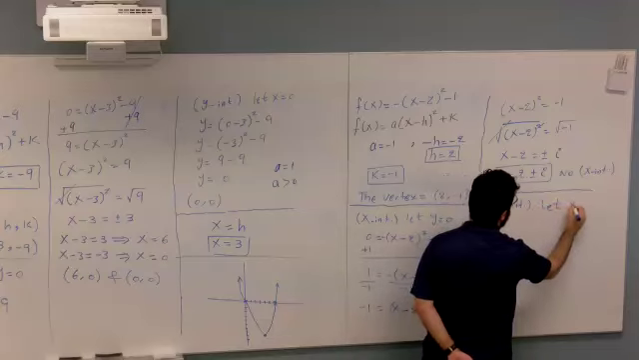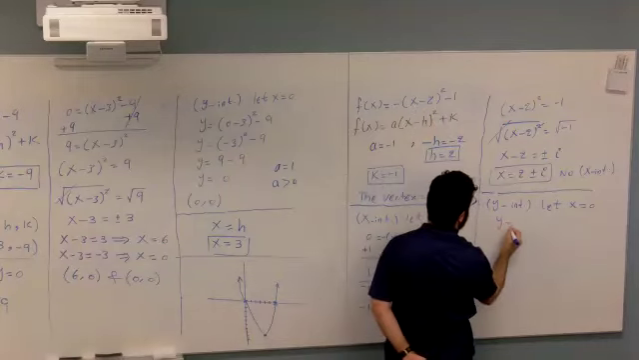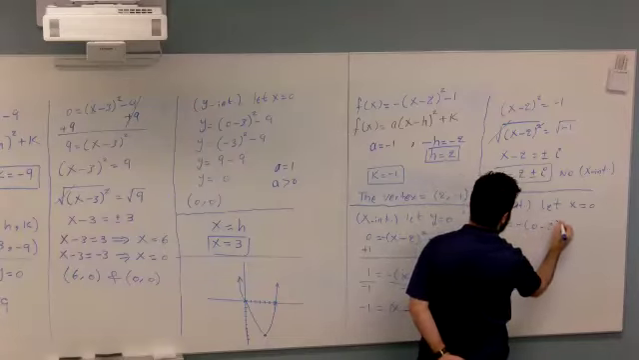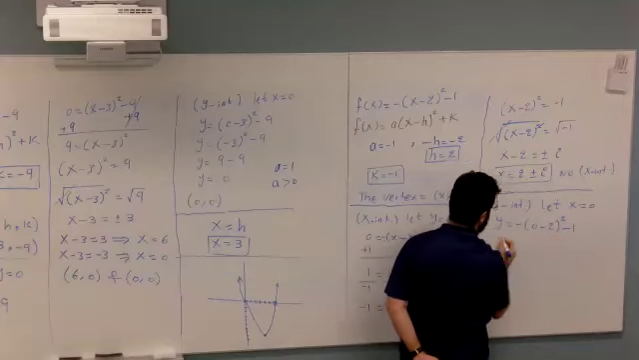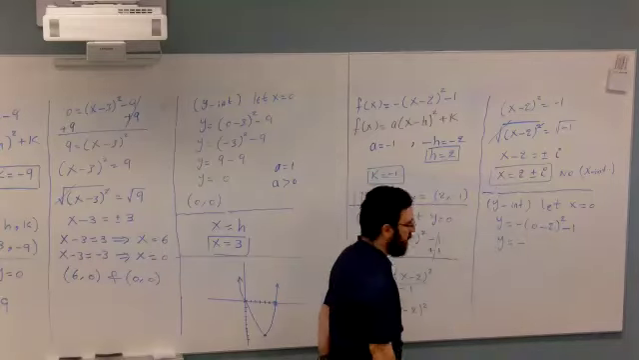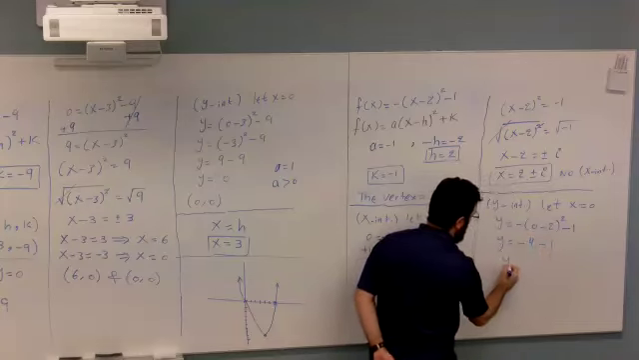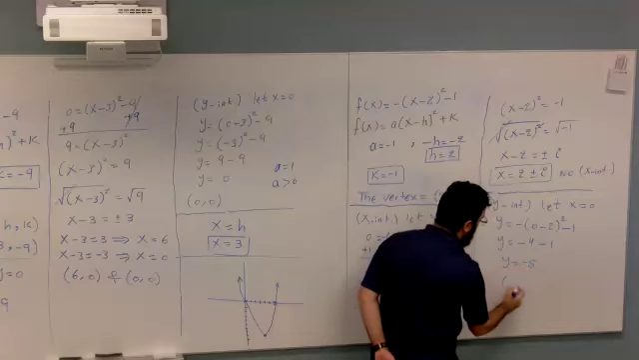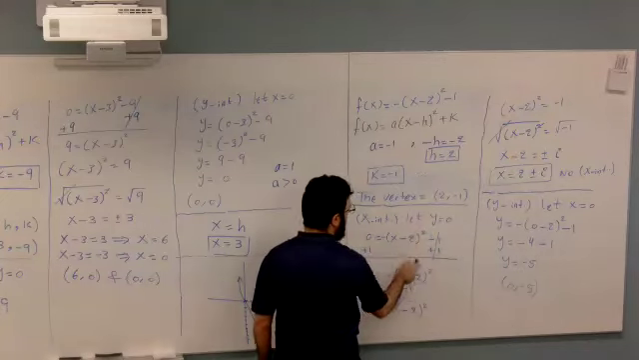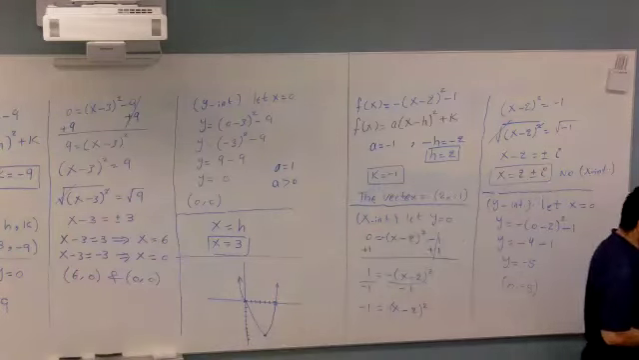In the y-intercept, x equals 0. Go back here, plug in 0 here. That means y equals -(0 - 2)² - 1. 0 minus 2 is -2, squared is 4. That means it's going to be -4 minus 1, which equals -5. So the y-intercept is (0, -5). Now with this graph, we have the vertex, there's no x-intercept, and we have the y-intercept.